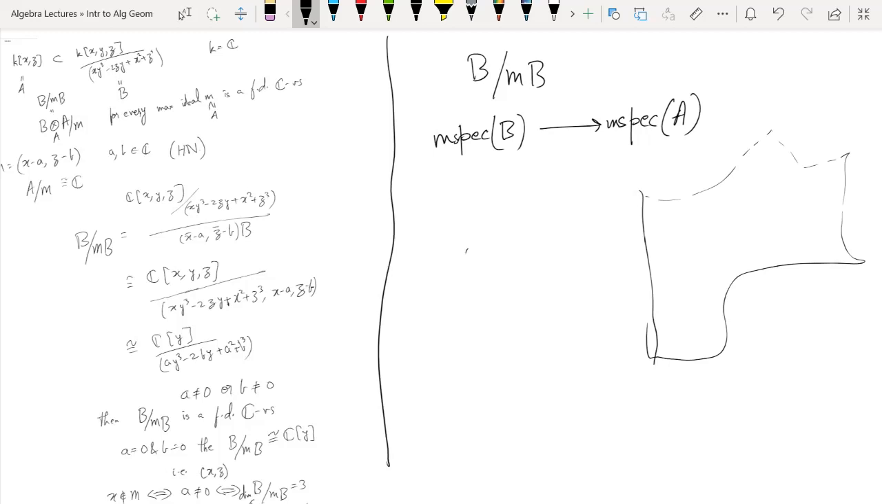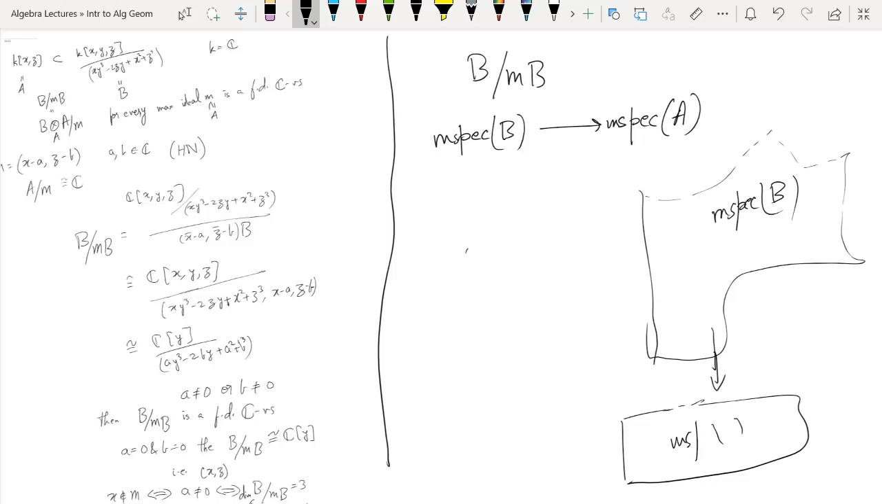And this map: the surface is defined by this equation, x y cube minus 2zy plus x square plus z cube. So those triples which satisfy this equation, and what you do is you just project onto the x. You just look at the x and z component of the point, and you get this map, from this, which is your M spec B, to this, which is your M spec A.